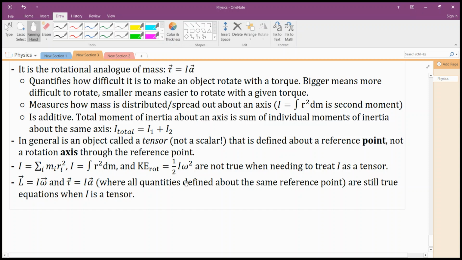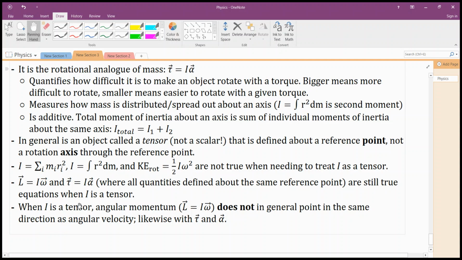But on the other hand, the rotational kinetic energy formula, that will not be true when I needs to be treated as a tensor. So moment of inertia being a tensor or a scalar can affect whether these equations are true in general or not. Furthermore, one interesting property about tensors is that when you multiply it by a vector, the output vector doesn't need to point in the same direction as the input vector. And so, for an example, when I is a tensor, this angular momentum equation, treating I as a tensor now, not a scalar, does not mean that angular momentum and angular velocity point in the same direction.